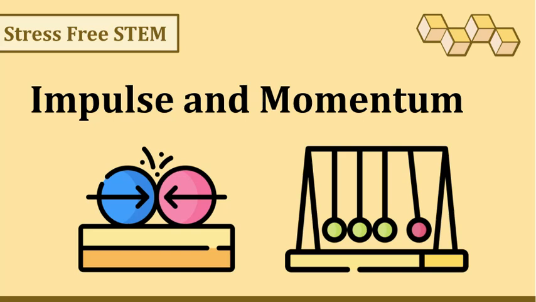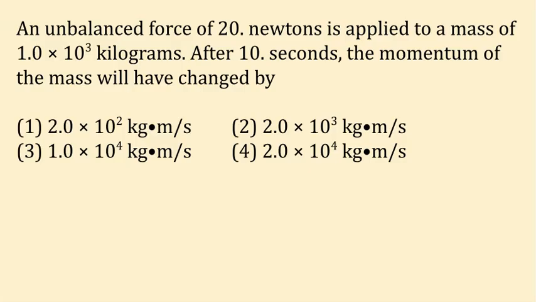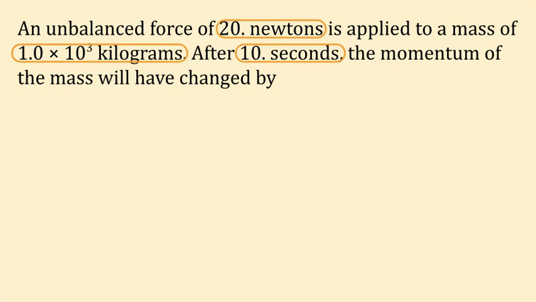Hi everyone. Today I'm going to do a practice Regents question that relates to impulse and momentum. So the question says, an unbalanced force of 20 newtons is applied to a mass of 1.0 times 10 to the third kilograms. After 10 seconds, the momentum of the mass will have changed by, and I have to see which answer choice matches. So the first thing I want to do is annotate using cubes.